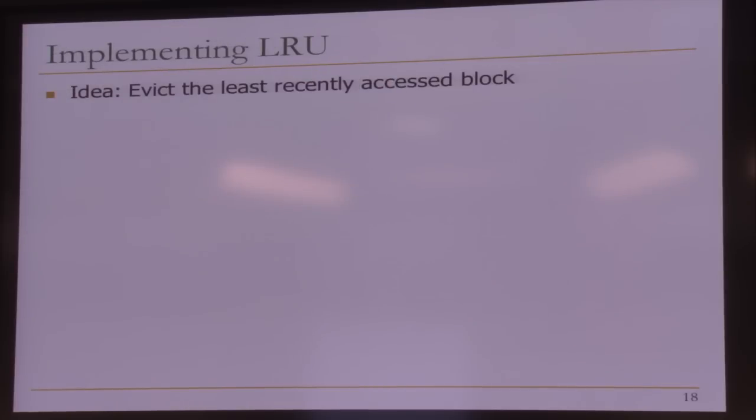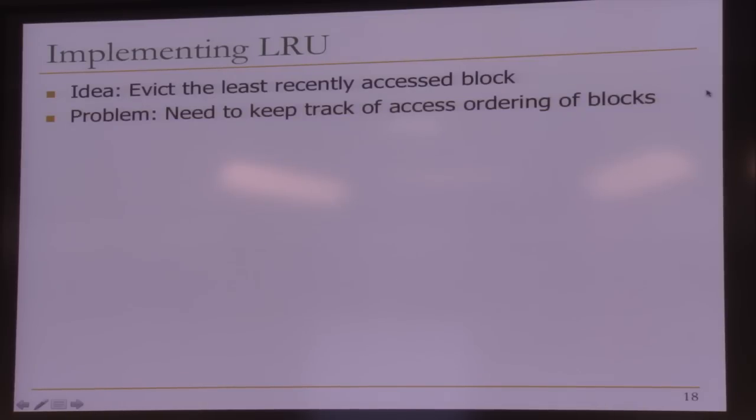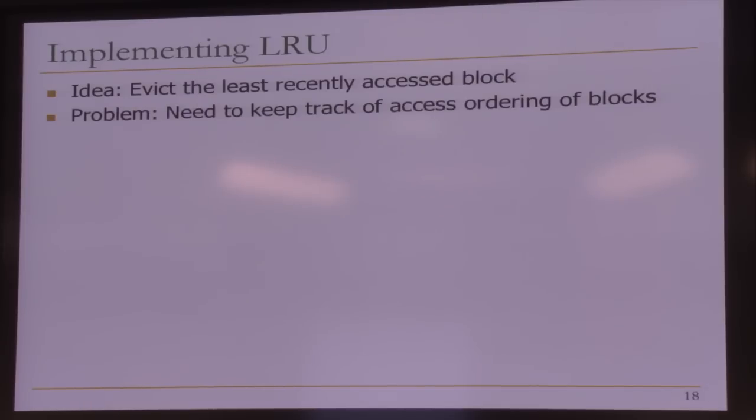OK, let's look at LRU a little bit. I'll go through these relatively quickly because the ideas are relatively simple, actually. The key idea in LRU is evict the least recently accessed block, right? And the problem is we need to keep track of the access ordering of blocks. And the implicit assumption, the prediction LRU makes, these are all predictions, right, about the access pattern, really. Your cache management policies really make some implicit predictions. And LRU's prediction is that least recently accessed block is going to be accessed again and again and again. It's really temporal locality in the end.